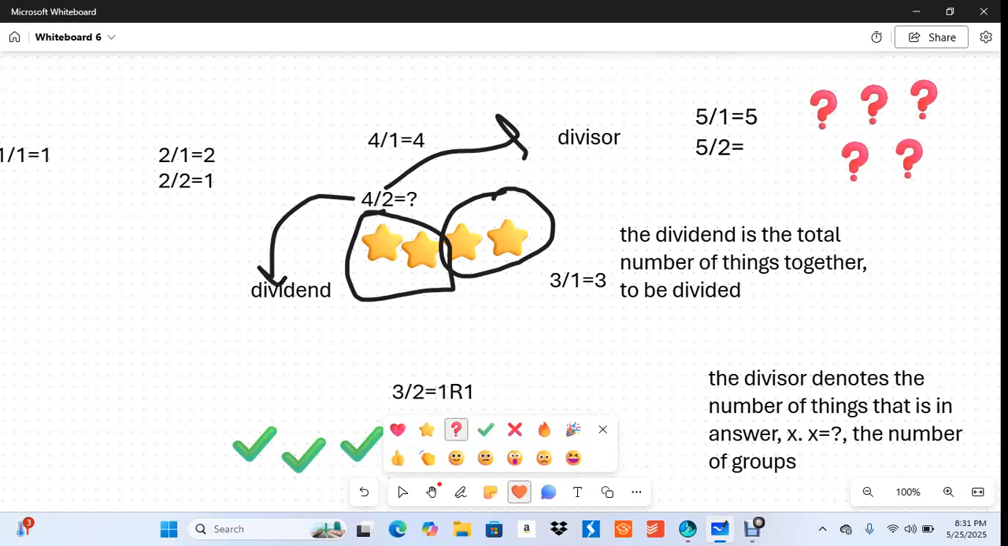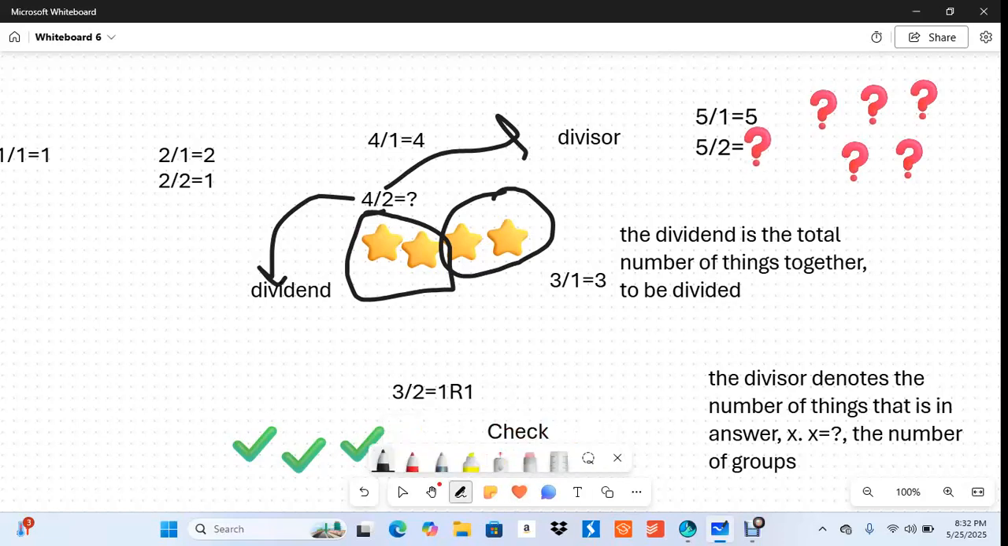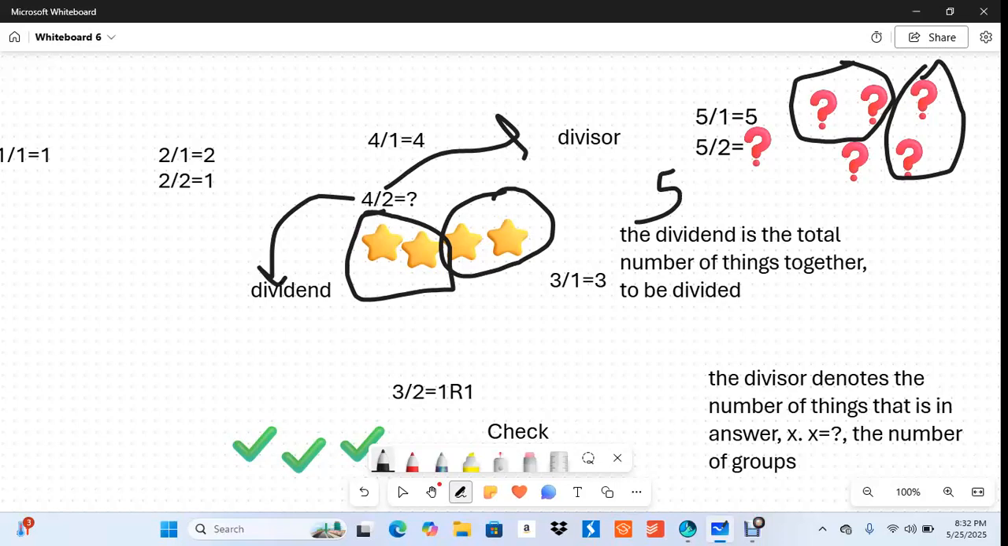We're trying to figure out how many groups, right? We know there's 2 things in each group, so let's count. But there's a remainder of 1. So we have 2 groups with a remainder of 1. So your answer would be 2 with a remainder of 1. So this would be 2R1.